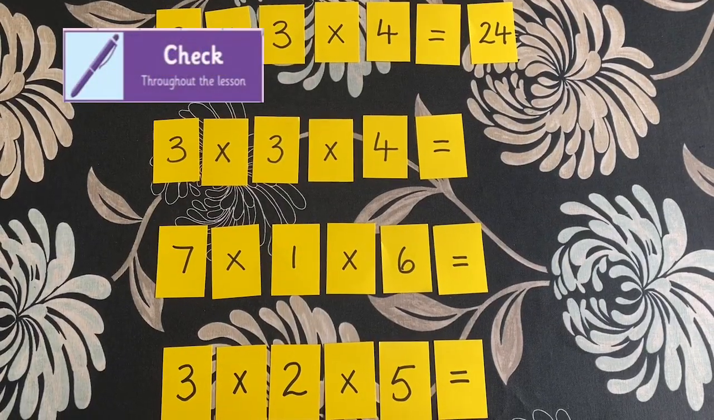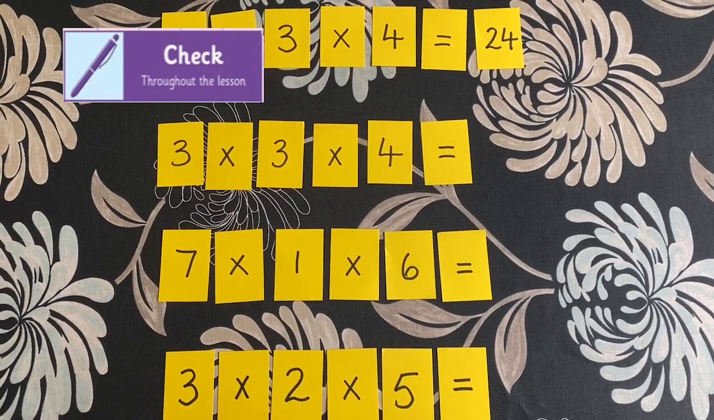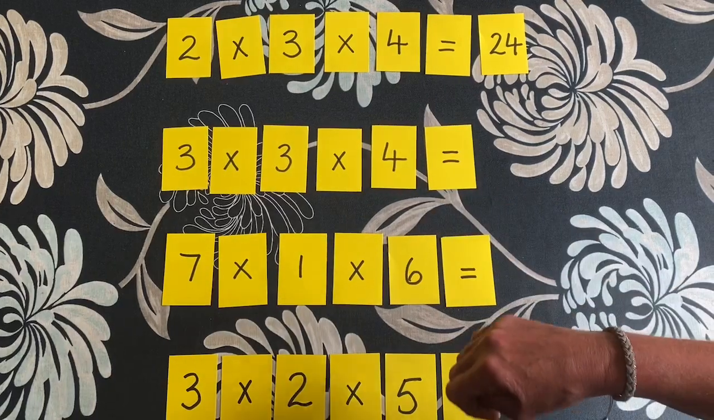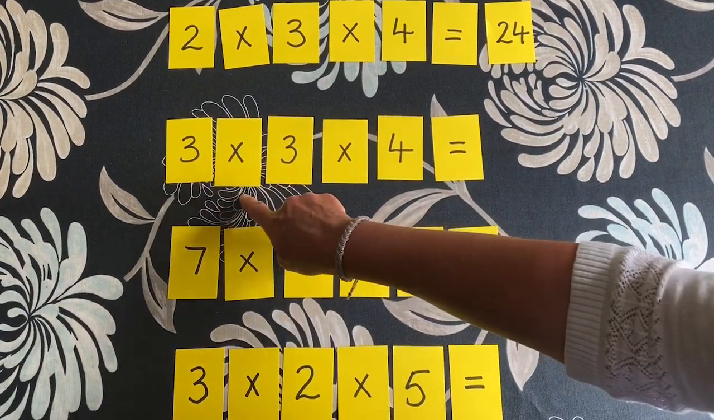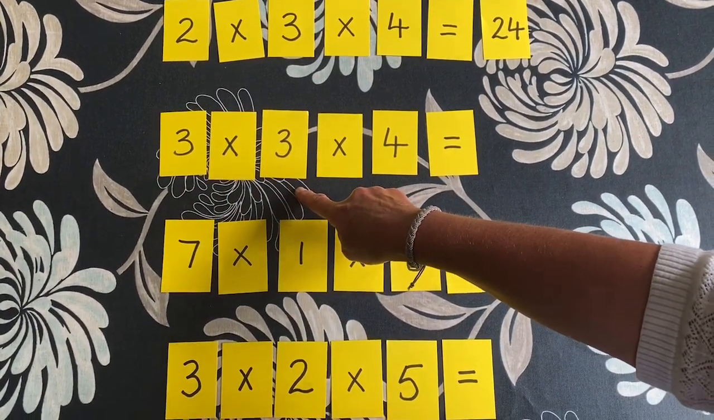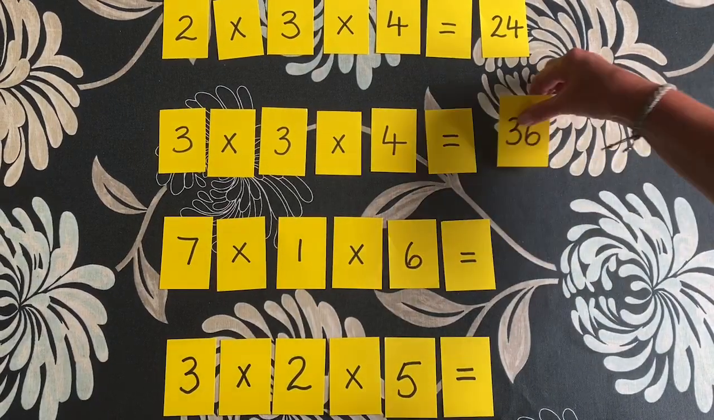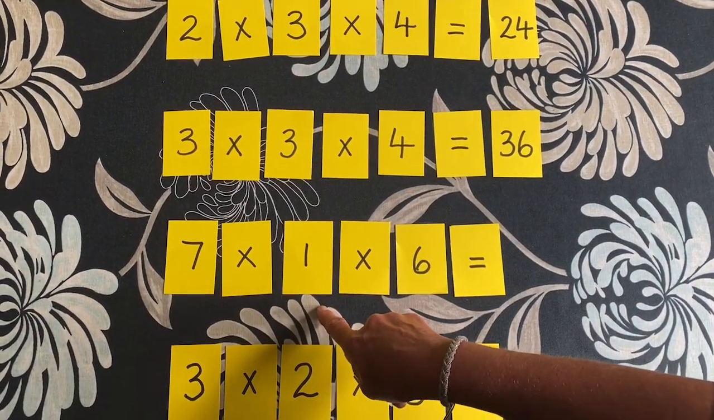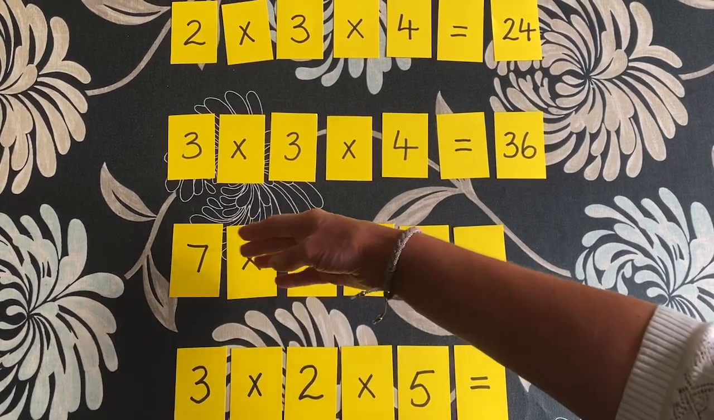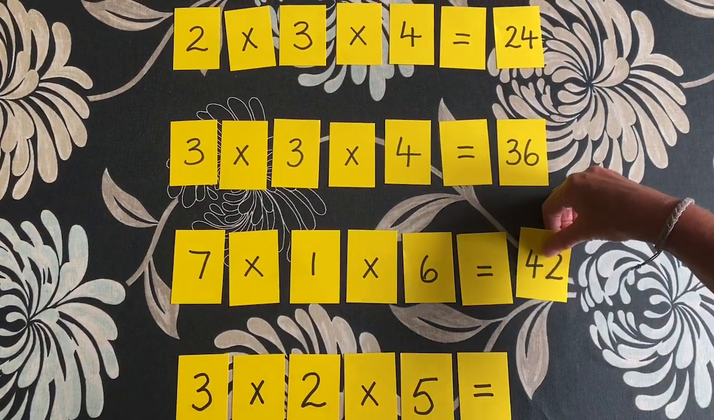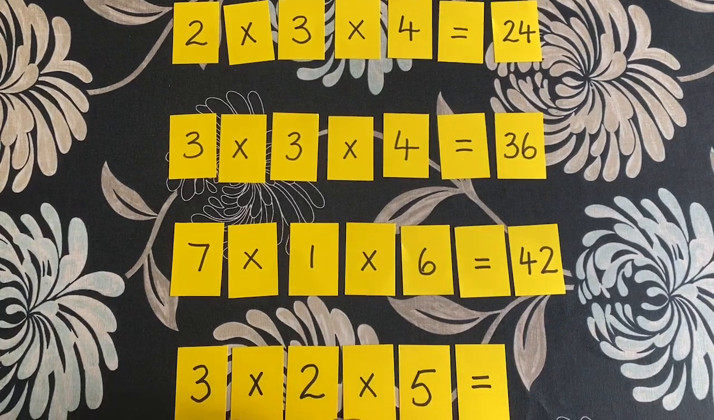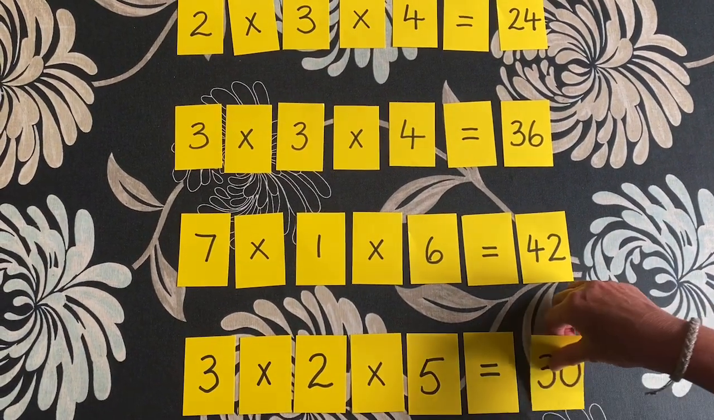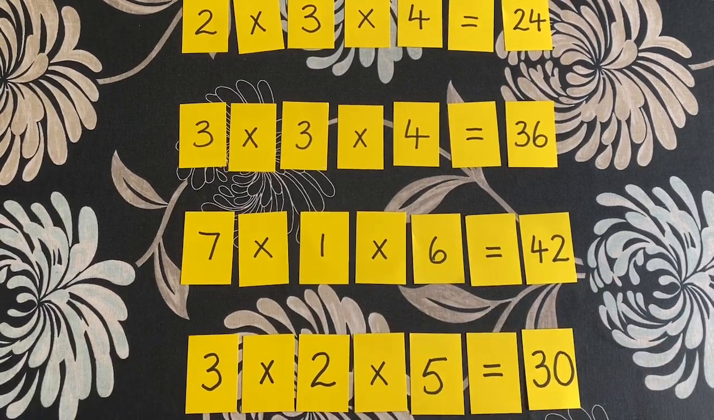Okay, Year 4, how did you get on with that? Let's have a little look and see if we can check our answers together. So in this one, if we keep the calculation in the same order, we've got 3 times 3, which is 9, and then 9 times 4, which is 36. This one, we've got 7 times 1, which is 7, and then 7 times 6 is 42. And in this one, we've got 3 times 2, which is 6, times 5, which is 30. How did you get on with that?